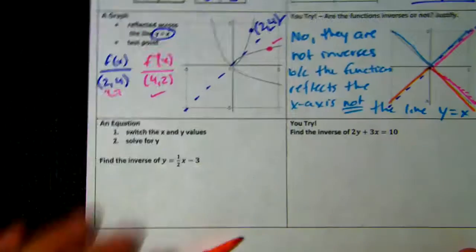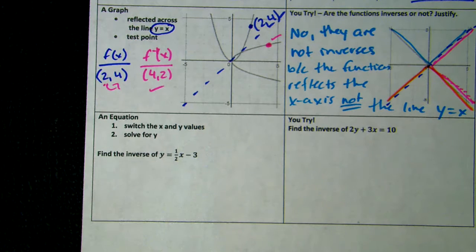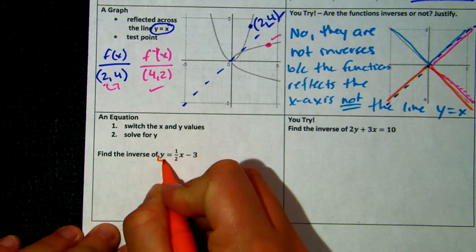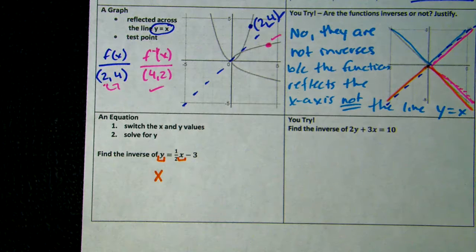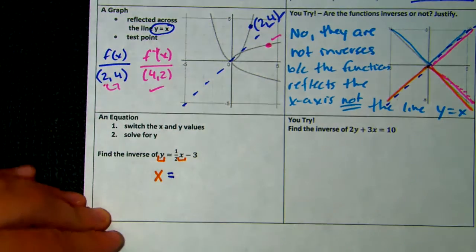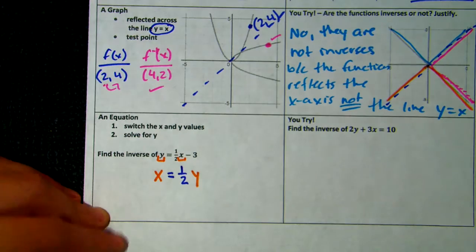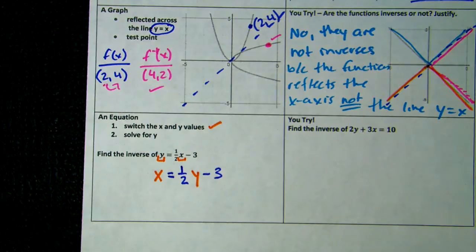And finally, we are going to look at our equation examples. Again, fundamentally, the definition of inverse is switch the x and y values. With equations, we have to go one step farther and solve for y. So I'm given this equation here, and it's telling me to find the inverse. The first thing I'm going to do is switch my x and y values. That's going to give me x is equal to 1/2, got to get the color coding right, y minus 3. So I switched my x and y values.